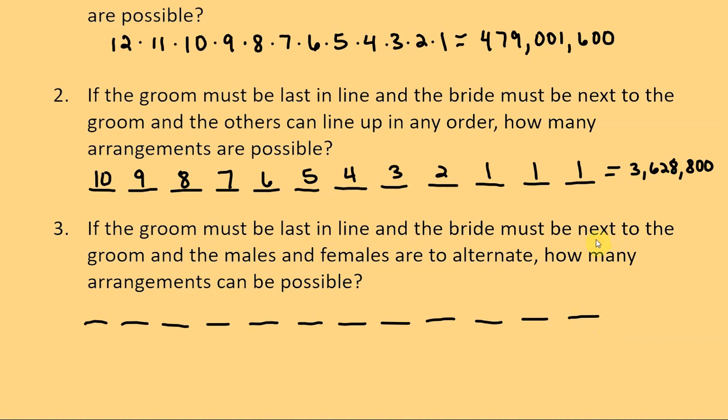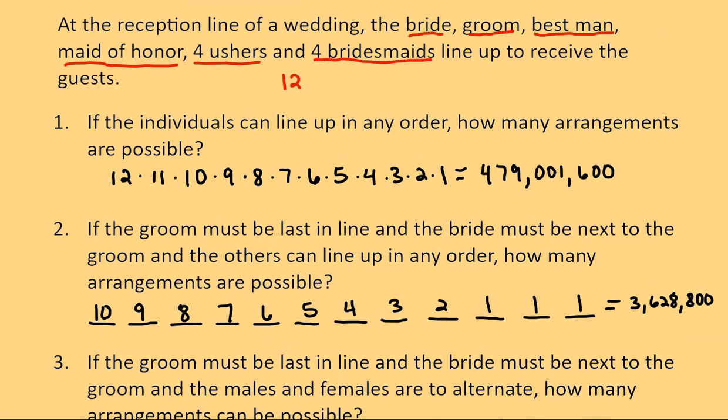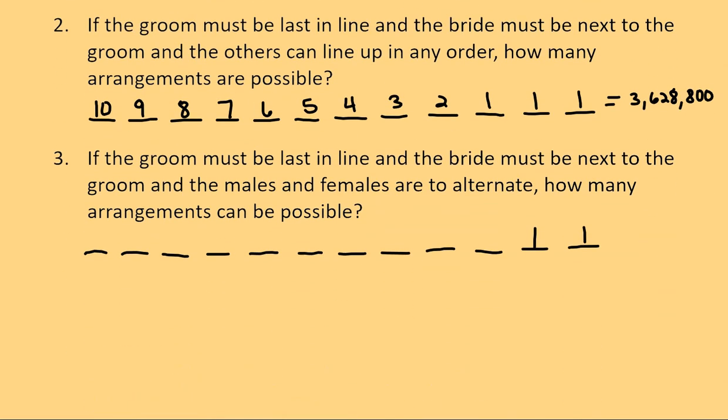And we'll start out with the groom has to be last. The bride must be next to the groom. And then the males and females are going to alternate. Well, if you'll remember, there was a best man, that's one male, and then the 4 ushers are male, so that's 5 total males. And then there's a maid of honor, which would be a female, and 4 bridesmaids, which makes 5 females. So there's 5 males and 5 females.